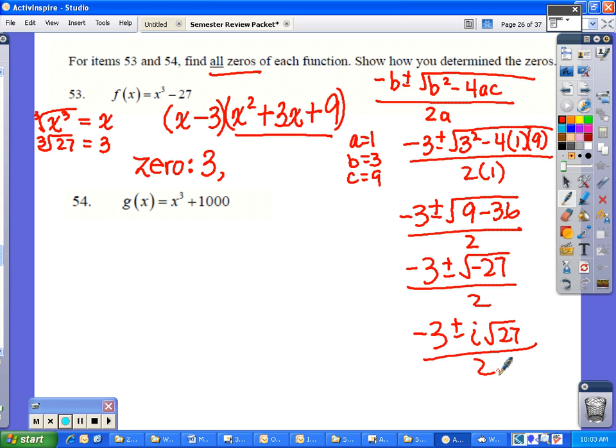And you can actually leave your answer like that. Those are your two solutions, negative 3 plus i root 27 over 2, and negative 3 minus i root 27 over 2. So you're going to write that as part of your answer, negative 3 plus or minus i root 27 over 2, and those are your three zeros for this difference of cubes.